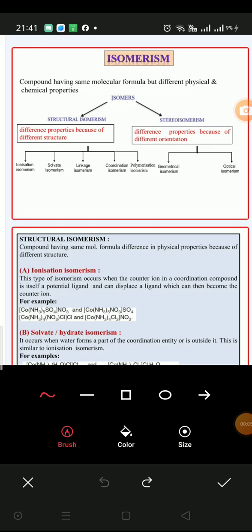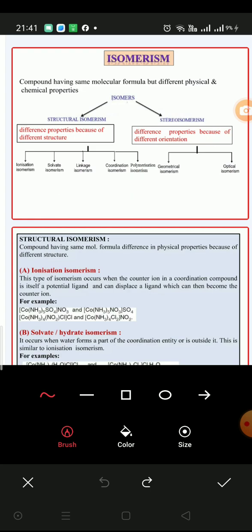Today we will study isomerism, the process of isomerism, and what isomers are, and also its classification types. Before moving to types, let us understand what isomers are.